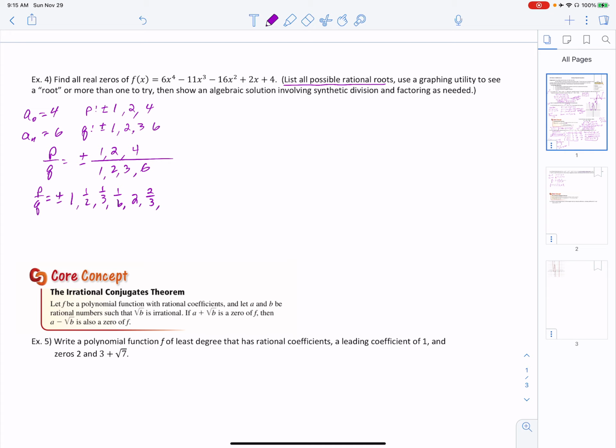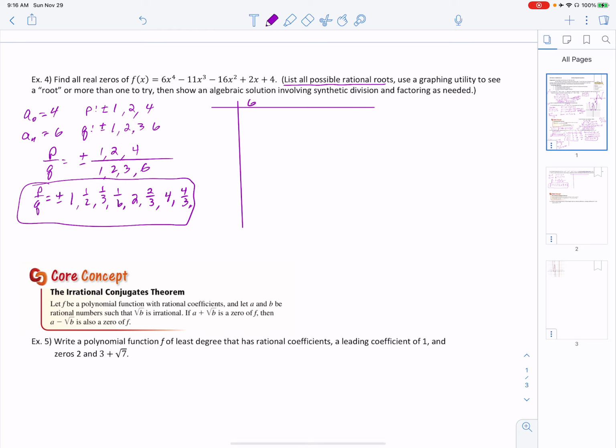And then 4 over each of those. 4 over 1 is 4. 4 over 2 is 2. We already have 2. 4 over 3. And then 4 over 6 is 2/3, but we already have 2/3, so we don't need to list it again. And so here is the list of all my possible rational roots, which is required. And so then we can go into synthetic division in that tabular form.